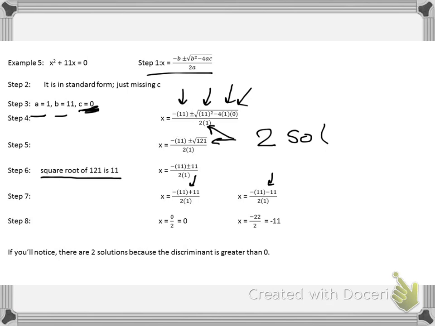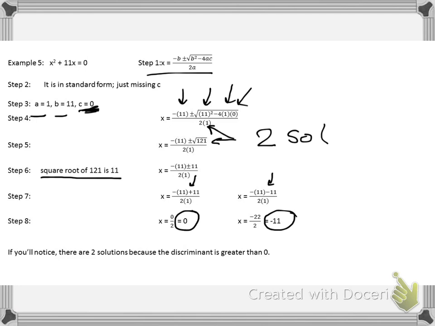So negative 11 plus 11 is 0. 2 times 1 is 2. 0 divided by 2 is 0. Please get this right. Put it in your calculator if you need to. Negative 11 minus 11 is negative 22. 2 times 1 is 2. So my answer is negative 11.